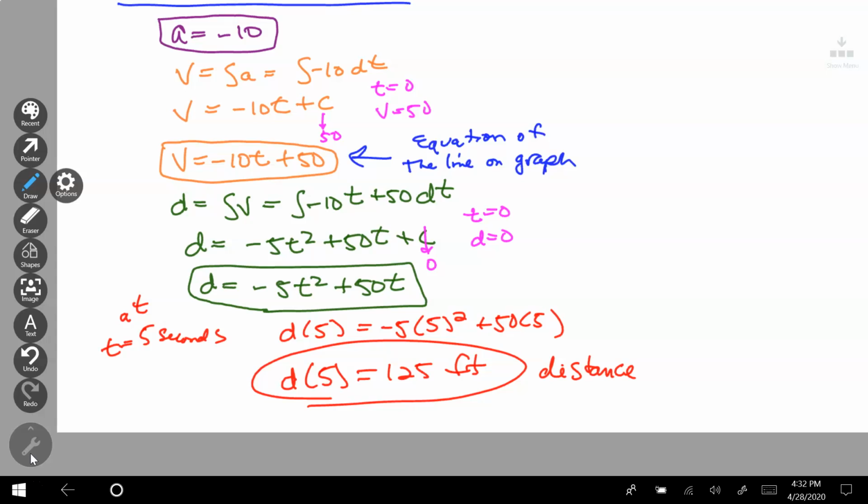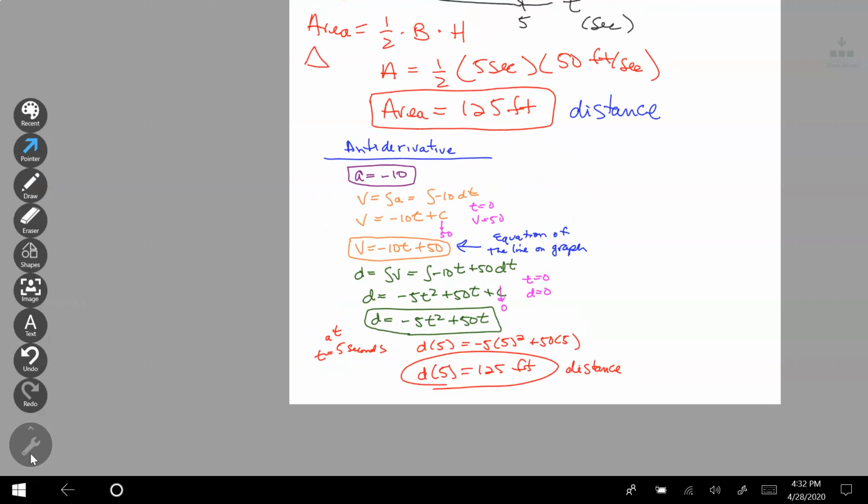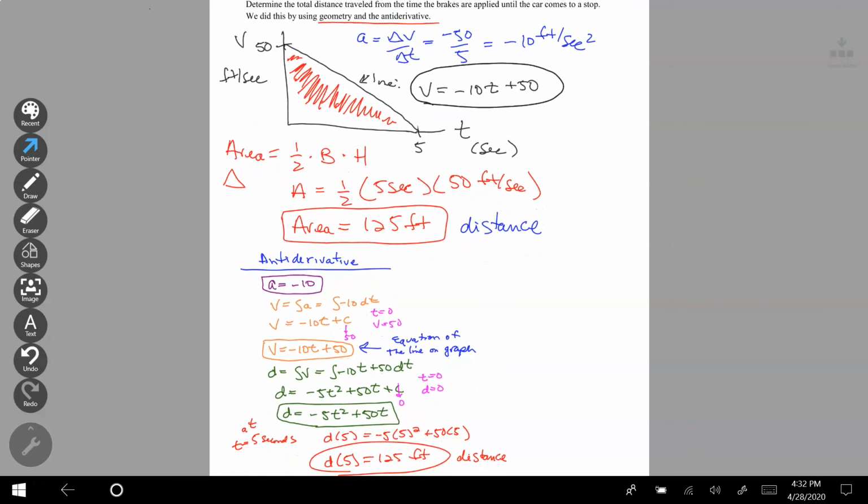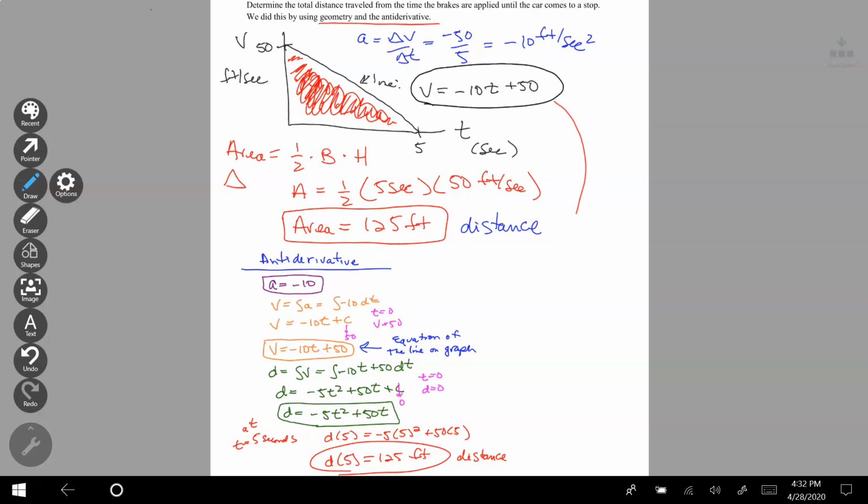So how does this relate? Well, I'm going to make everything smaller so we can see everything. And here's the idea. Using the antiderivative found me exactly this area. So what could I have done differently? I could have said that my distance, or my area, was the antiderivative of negative 10t plus 50 dt, using my equation of that line.